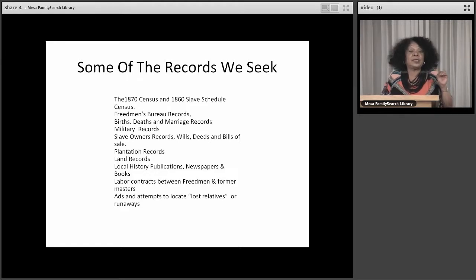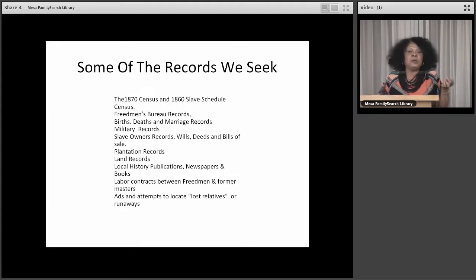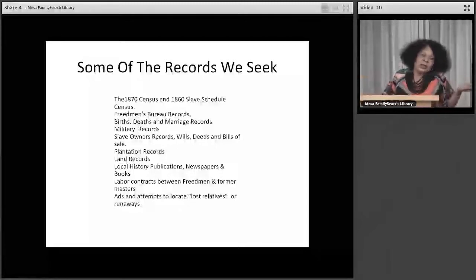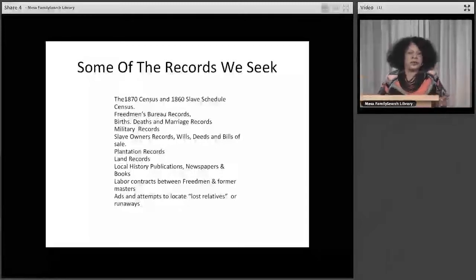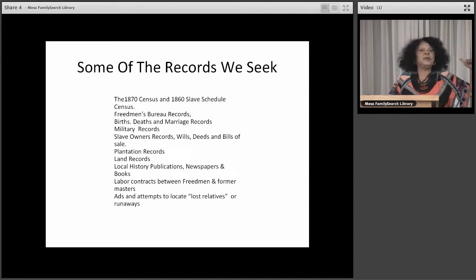You can find slave schedule census records, 1840, 1850, 1860. These records show the slave owner, the number of slaves that he owns, which will be broken down by gender and age, no names. If he's a large slaveholder, it's very difficult to connect. My own personal experience, I was able to match the ages and the years of birth to my relatives when they were enslaved.